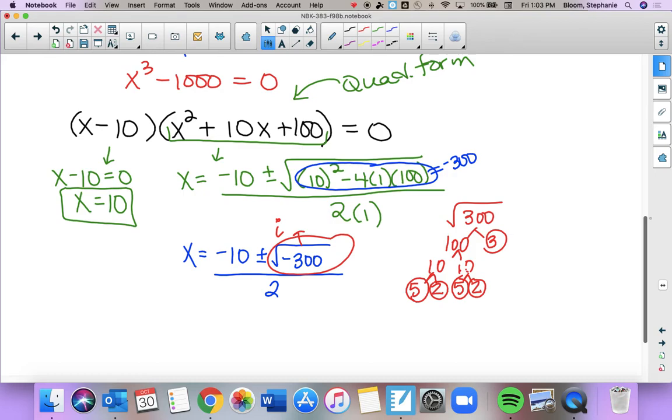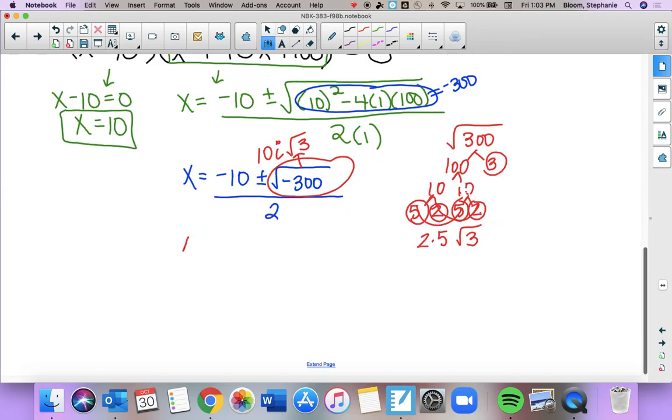So what does rad 300 become? What? 10 rad 3? So 10 goes on the outside, rad 3 goes in, or 3 goes in. Okay, so I'm going to rewrite again. Negative 10 plus or minus 10i rad 3 divided by 2.